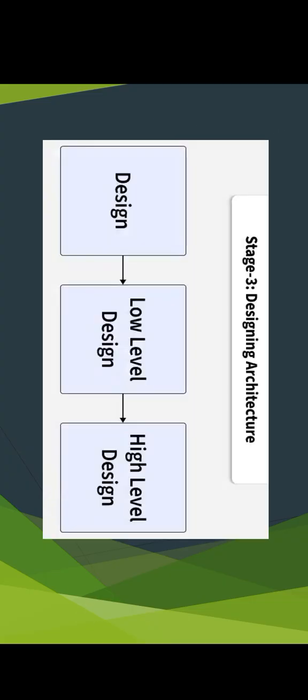In high level design, it defines the system architecture or technology stack, database design and major modules. In low level design, it specifies component logic, APIs, data structures and workflows. The output is the DDS, that is the design document specification. This is the stage 3 diagram of designing architecture. First, design goes to low level design and high level design.